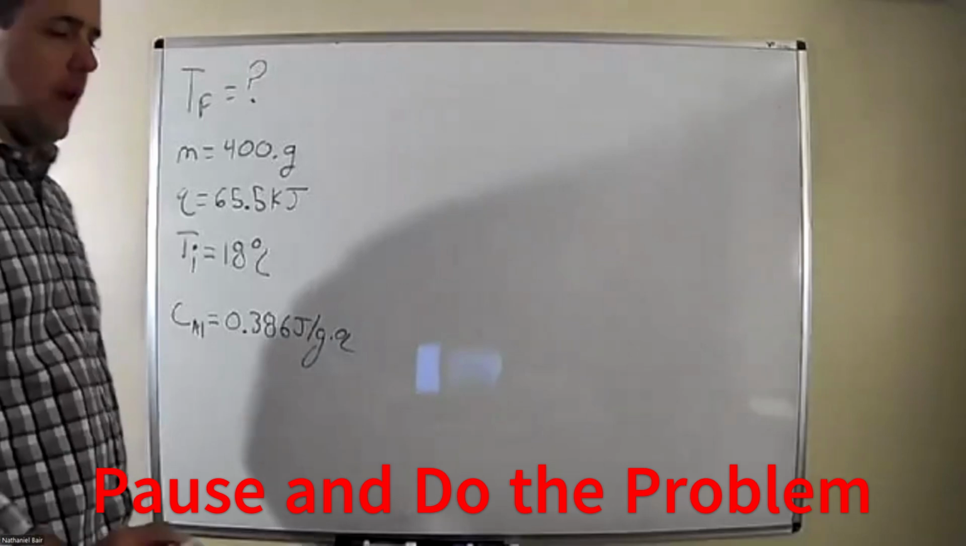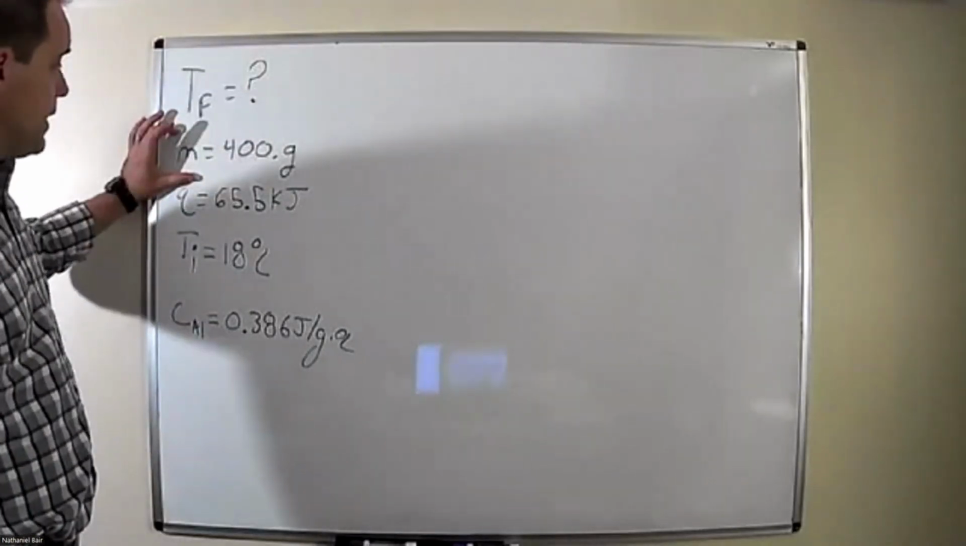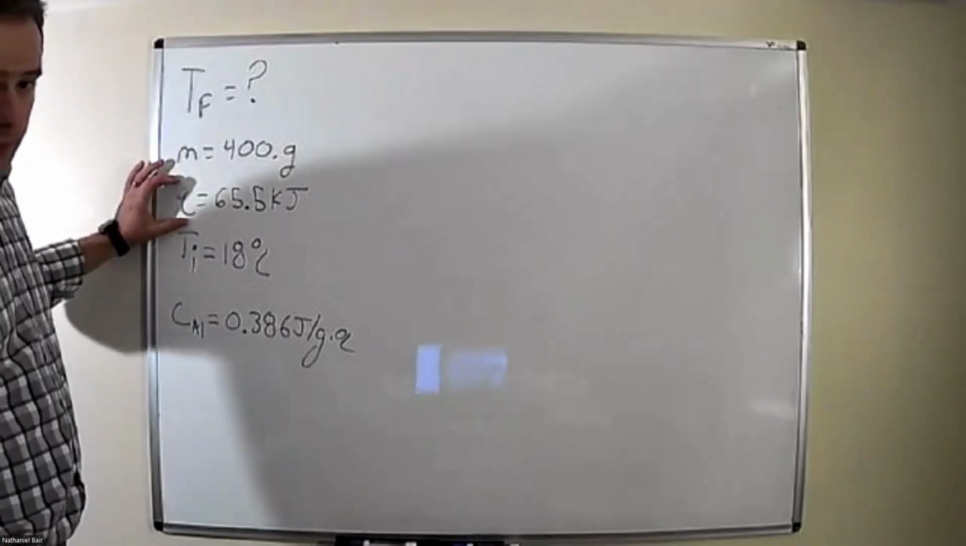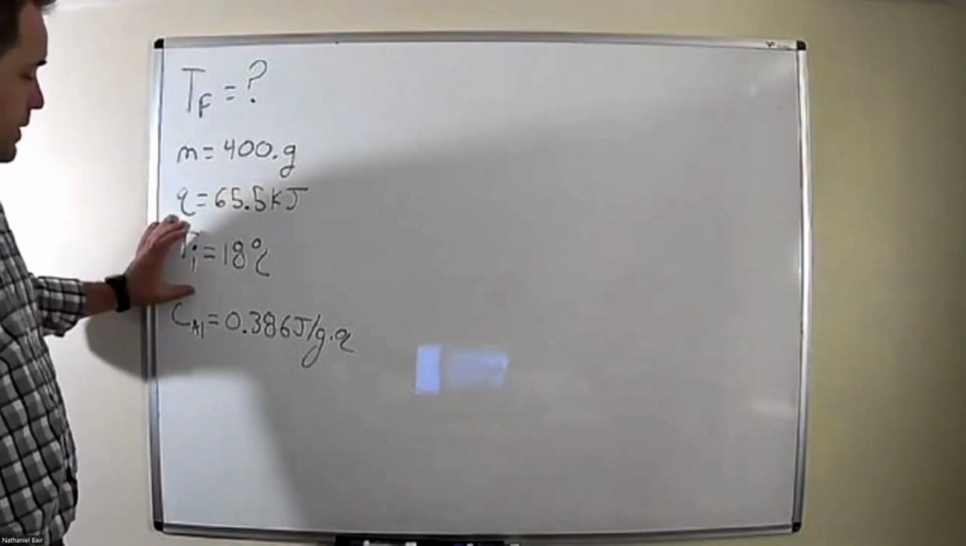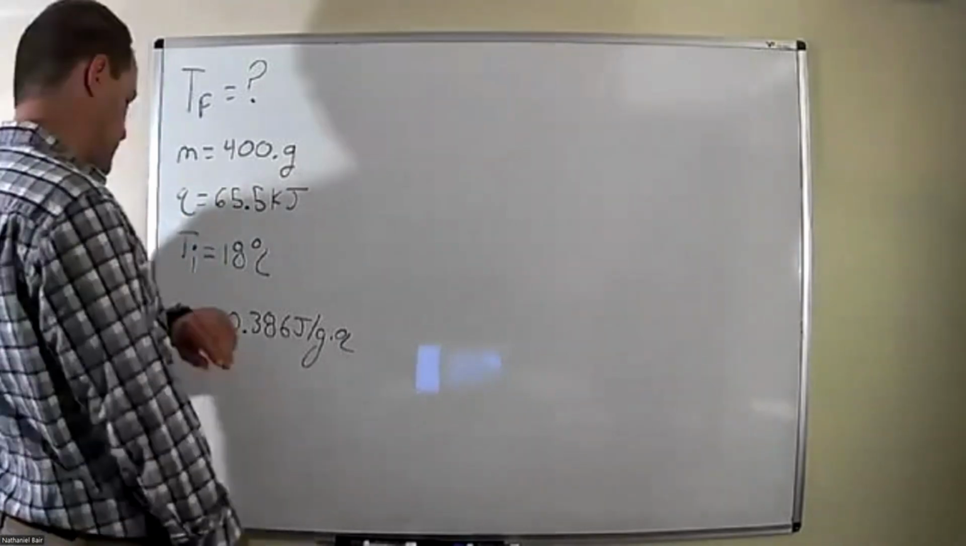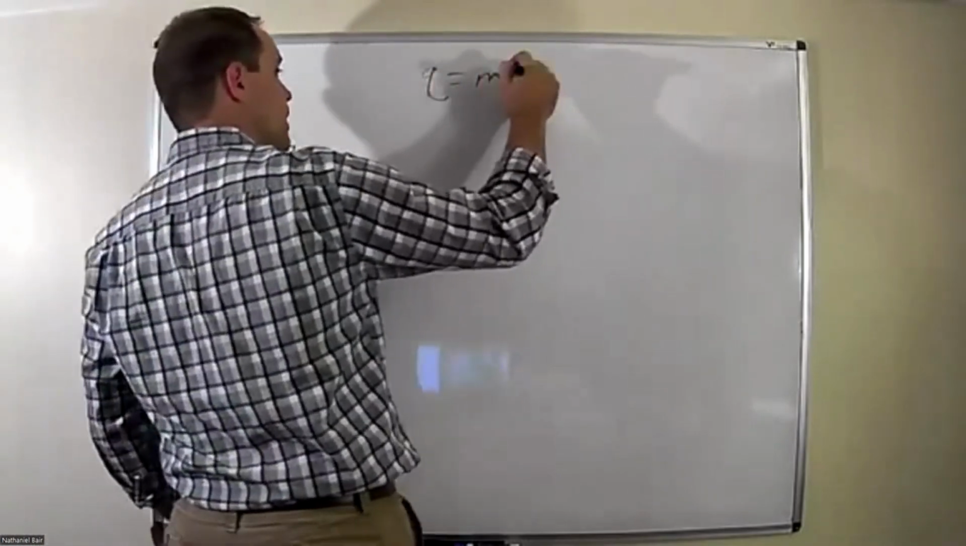Hopefully you were able to pull this stuff out. We want the final temp. The mass of the sample is 400 grams. The amount of energy Q that went in, 65.5 kilojoules. The starting temp was 18, and the specific heat capacity of copper, 0.386 joules per gram times degrees C. So I'm going to write the formula up here. Q equals mcT.